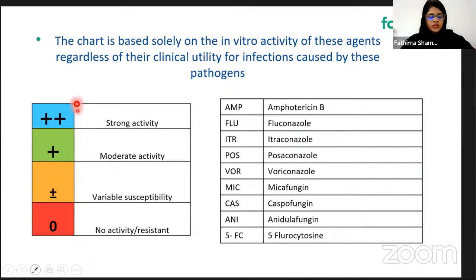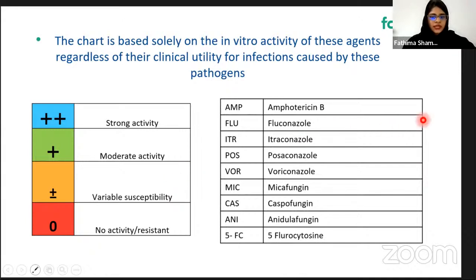So a blue box with double plus means strong activity. Green box with single plus means moderate activity. A yellow box with plus or minus indicates variable susceptibility, which means some fungal strains show susceptibility, some show no activity or are completely resistant. Now, red box with 0 indicates no activity or resistant.